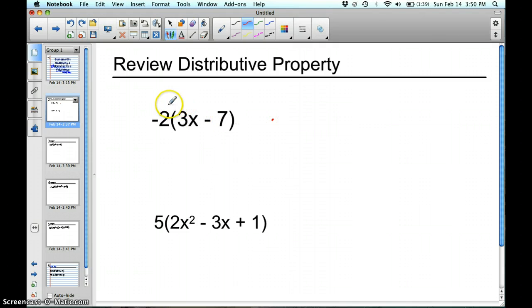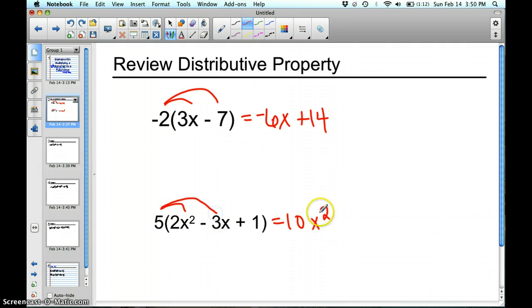Remember, for the distributive property, we were multiplying this number outside to everything in parentheses. So negative 2 times 3x would just give us a negative 6x, and then negative 2 times negative 7 would give us a positive 14. With a few more terms in parentheses, we would do the same exact thing. 5 times 2x squared would give us 10x squared. 5 times negative 3x would give us a negative 15x, and then 5 times 1 would give us 5.